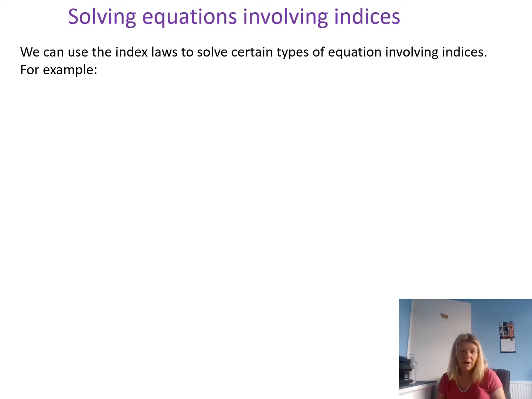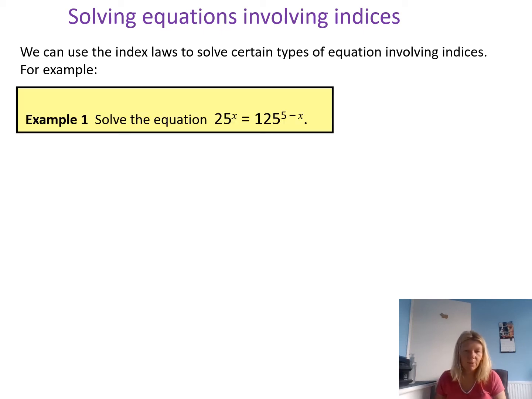So, solving now equations which involve indices. We can use the index laws to solve certain types of equations involving indices. For example, here we have one: 25 to the power x equals 125 to the power 5 minus x. We should really, if it was done properly, have a bracket around there.